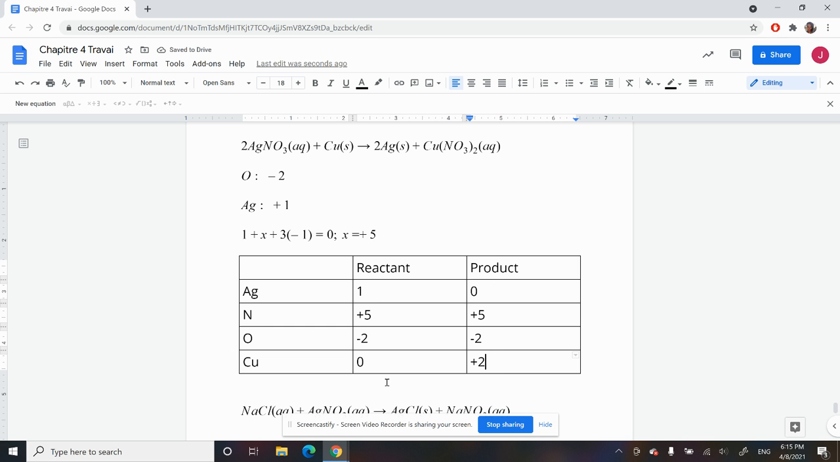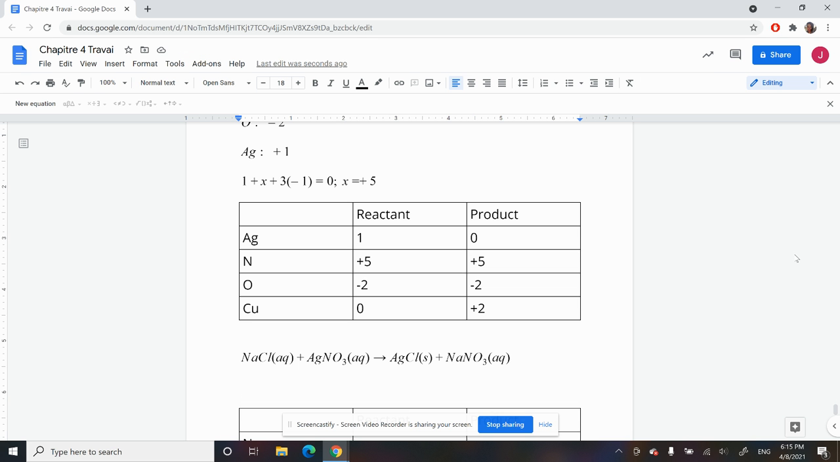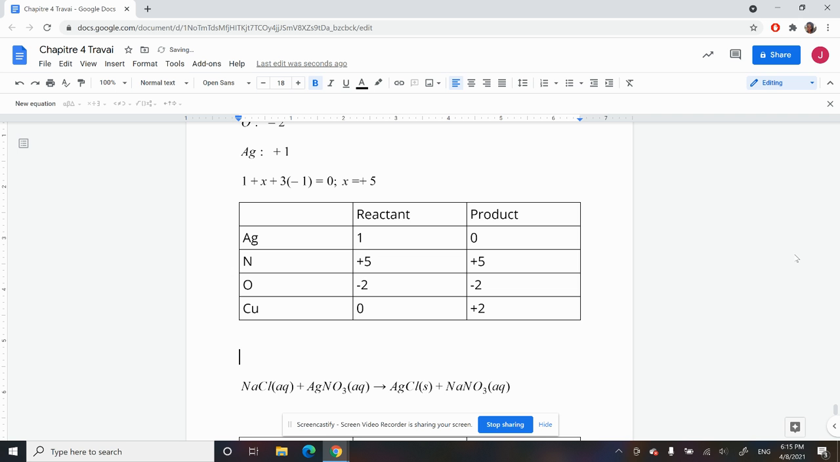So I can see that silver and copper changed oxidation states, but the way that we actually answer the question is a little bit more involved. First I'm going to say, yes, this is a redox reaction. What is oxidized means the oxidation state goes up. So that's copper. I could just say Cu is oxidized.